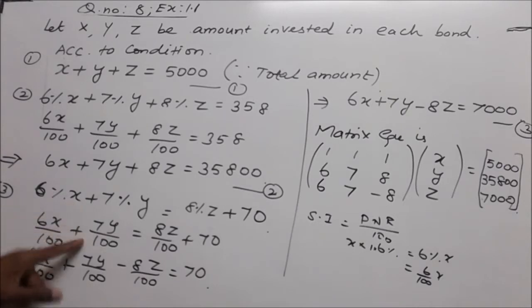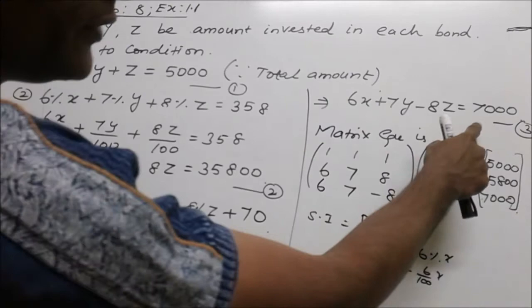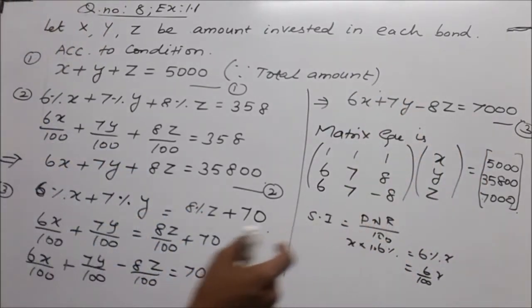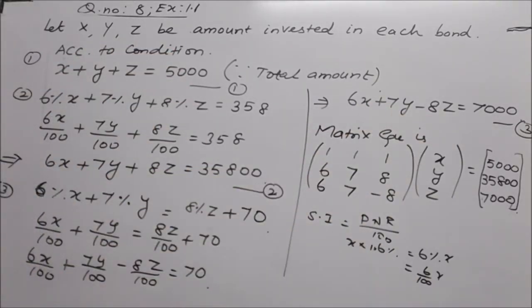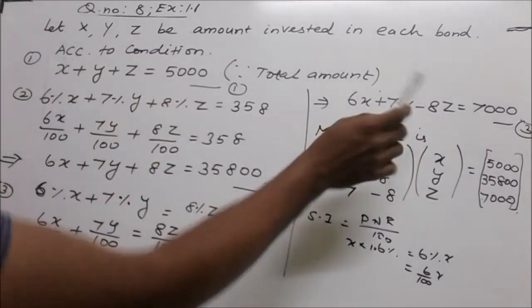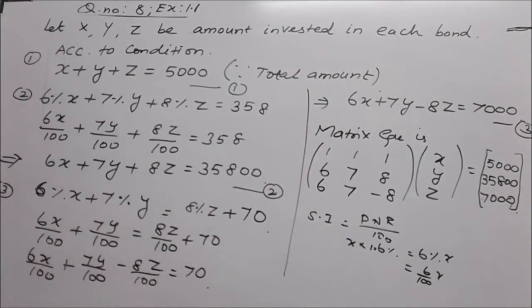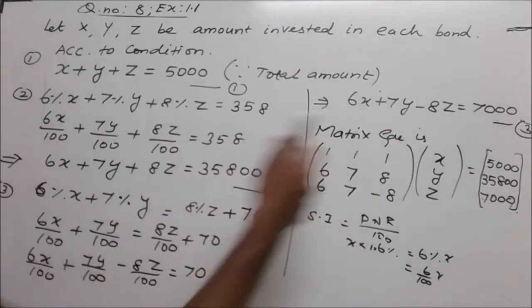And then simplifying these by the above method, we'll get 6x by 100 plus 7y by 100 minus 8z by 100 equal to 70. Multiply by 100, you will get another equation, the third equation, as 6x plus 7y minus 8z equal to 7,000. We formed three different equations now. This is the system of three equations. We should solve by the rank method. For that, write the matrix equation.